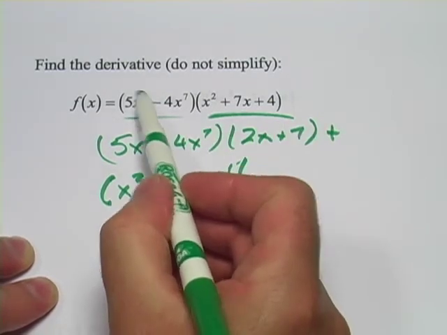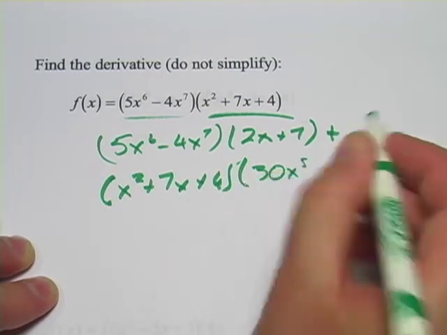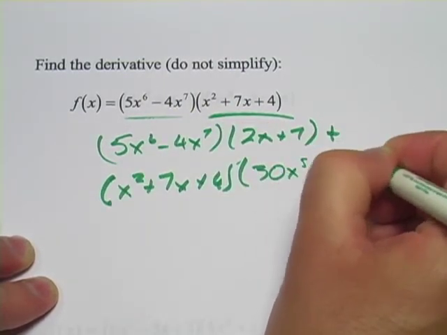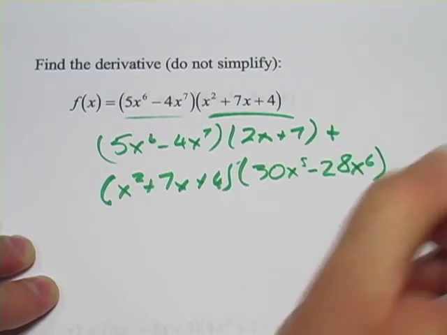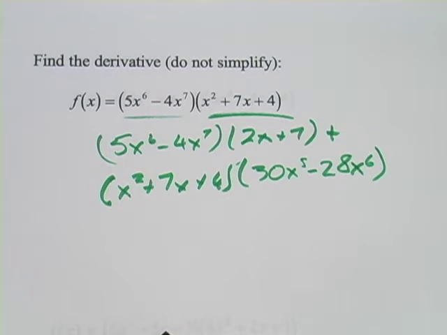So applying the power rule, 6 times 5 would be 30, and lower the power by 1, x to the 5th, and then do the same here. That would be negative 28x to the 6th. And that's all there is to the product rule.